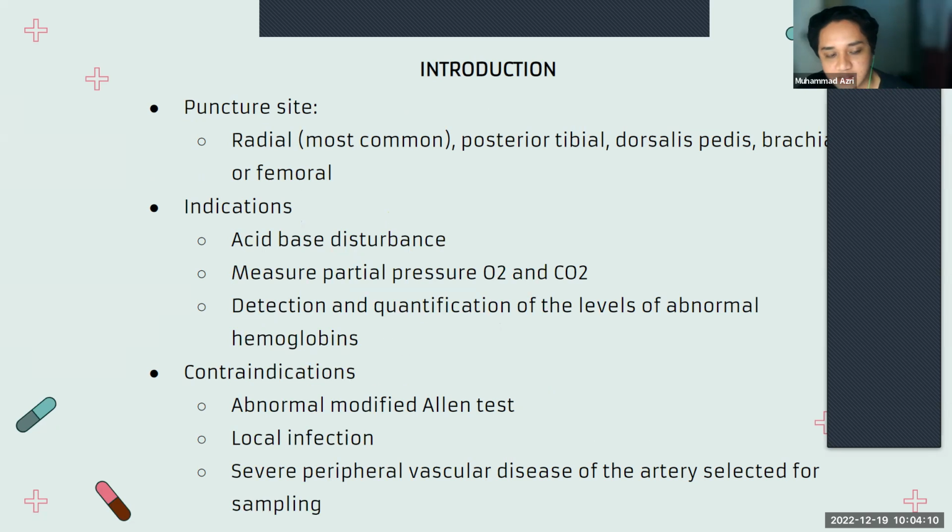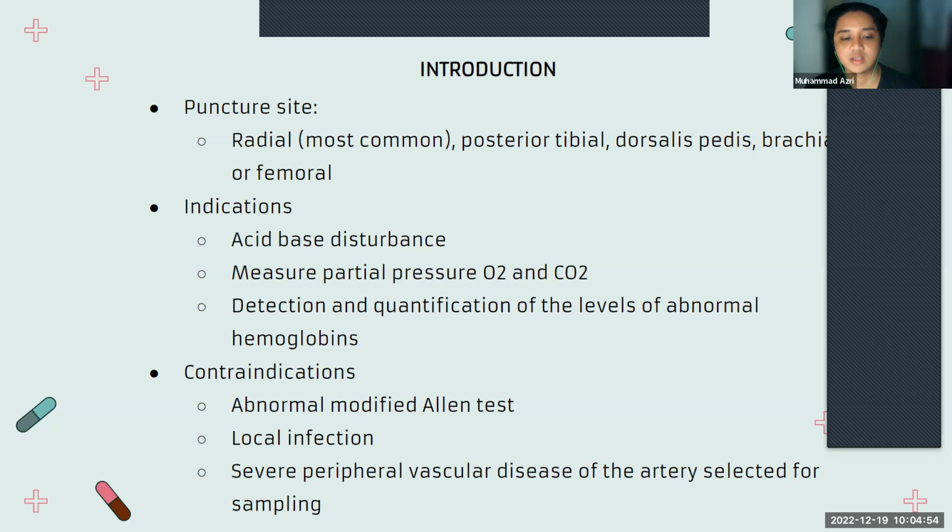The indication to perform ABG is to evaluate if there is any acid-base disturbance, to measure the partial pressure of oxygen and also carbon dioxide, and detection and quantification of the level of abnormal hemoglobin, such as carboxyhemoglobin or methemoglobin. The contraindication of this test is when there is an abnormal modified Allen test. Modified Allen test is a test to assess the collateral circulation of the hand. So when this test is abnormal, it means that we cannot perform arterial blood sampling on that hand. We can either use the alternative site or use the other hand.